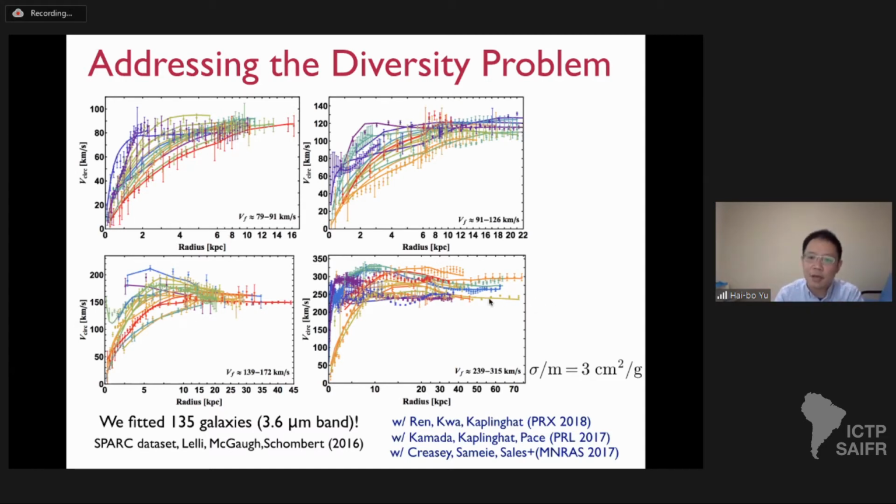Roughly speaking, you choose a halo such that you can fit the outer region, then the inner region is almost a prediction. Bear in mind that you can vary the concentration a little bit. That's it. And we fix the cross section here.